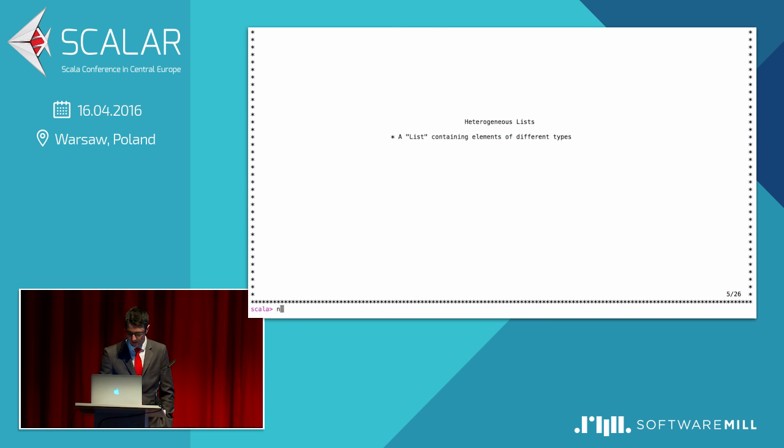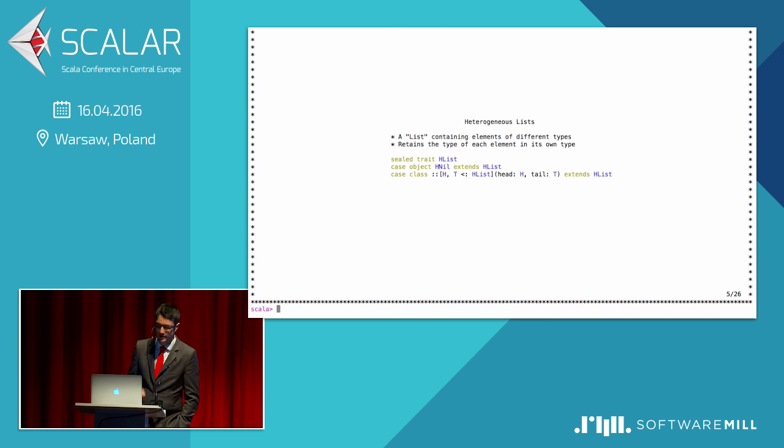And more importantly, the type of the HList retains or reflects the type of each of the successive elements in the HList. The definition is very simple. It's just a sealed trait, HList, with two implementations: HNil, which is an object, it's unique, and it represents the empty HList, and a case class, ::, that has two type parameters, H for the head, and T for the tail, which is an HList. And it has two fields, the head and the tail.